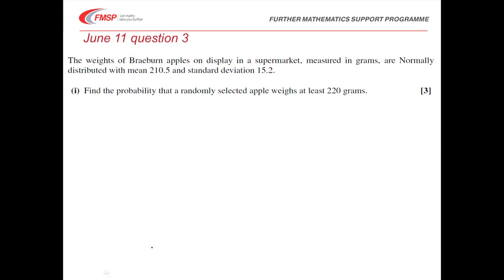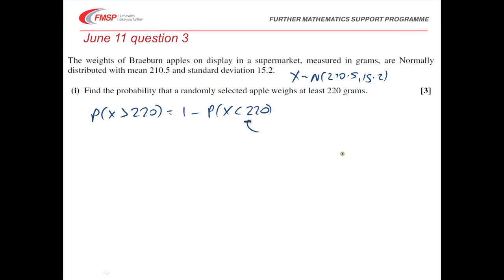So moving on to another question, we've got some Braeburn apples, and we're told that they're normally distributed with a mean of 210.5 and a standard deviation of 15.2. So the first part of this question is very, very similar. I want the probability that they are at least 220 grams. Now that's going the wrong way, so I much prefer to realise that that can be swapped around, and then I'm just dealing with this probability, which of course again needs standardizing.